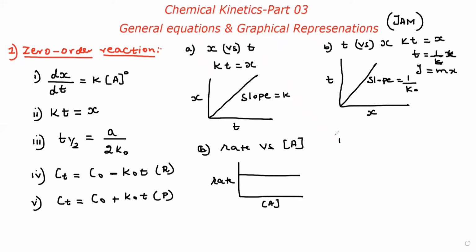Now, fourth one is very important. You see, right? Fourth one is very important. The t half versus concentration. What is the equation? The t half is equal to a by 2k naught, right? a by 2k naught.